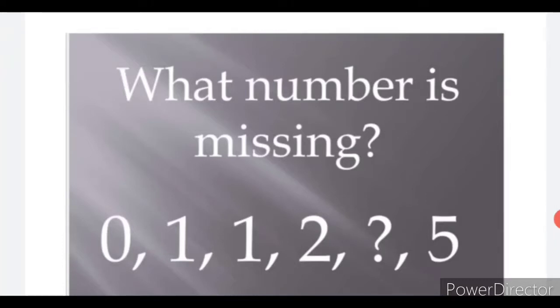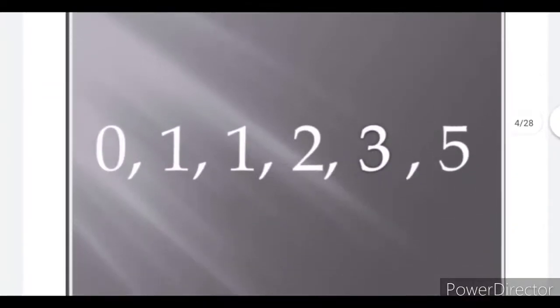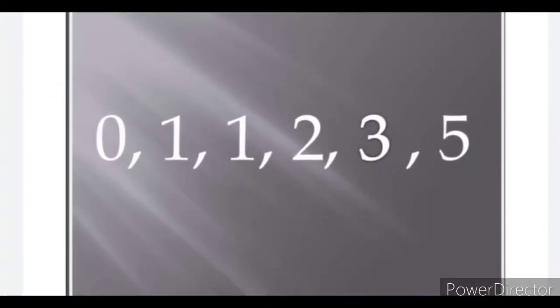Children, what number is missing? 0, 1, 1, then a question mark, then 3, 5. So what number is missing here? Can you guess? Okay. The answer is 2. 0, 1, 1, 2, 3, 5.